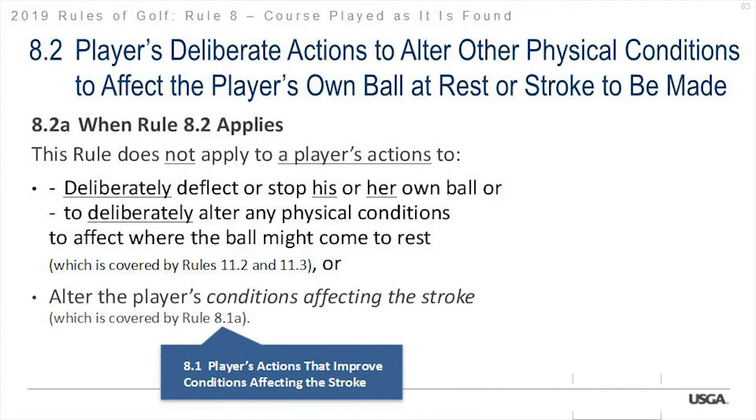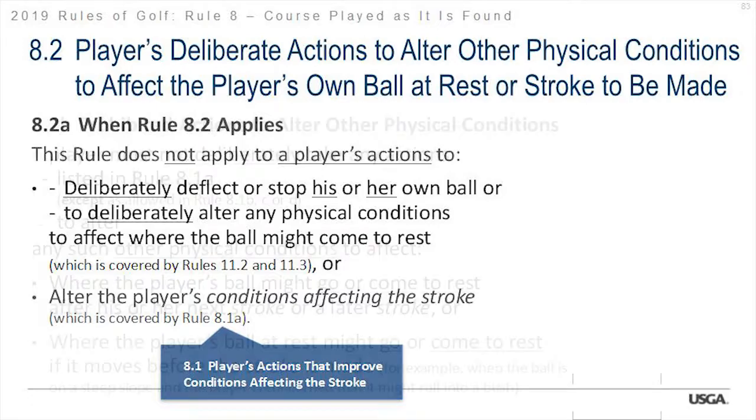Okay, so this rule does not apply to the player's deliberate actions. The next rule is going to apply to that. So you'll see the difference when we get into deliberate actions like that: deliberately deflecting or stopping his own ball, or deliberately affecting any physical conditions that affect where the ball might come to rest. So there's a deliberate, and then there's an accidental, and then there's ways that you are trying to improve where your ball might end up. A deliberate deflection or stopping of his ball is a ball in motion. This is not a ball in motion. Understand that difference? So there'll be a different rule that we would look under.